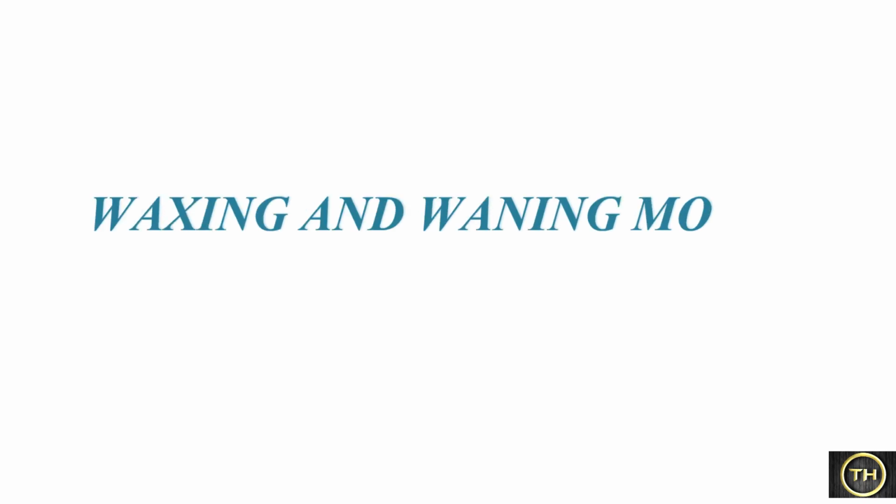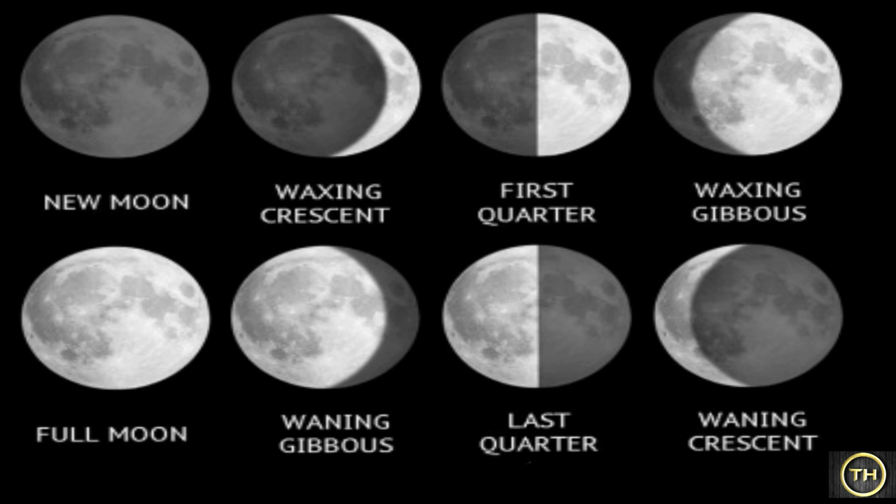Now we will learn about waxing and waning moon. It takes 14 or 15 days from new moon to full moon. This is the fortnight of the waxing moon. Now, what do you mean by fortnight? It means 2 weeks. Whereas, after the full moon, the moon appears smaller and smaller. And after 14 to 15 days, it is new moon again. This period is the fortnight of the waning moon.